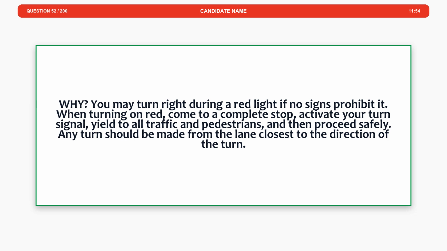Explanation. You may turn right during a red light if no signs prohibit it. When turning on red, come to a complete stop, activate your turn signal, yield to all traffic and pedestrians, and then proceed safely. Any turn should be made from the lane closest to the direction of the turn.